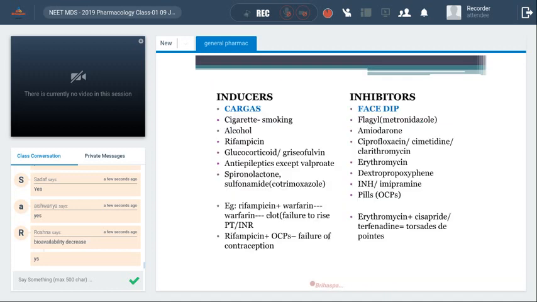Okay, next is elimination. But till biotransformation, have you understood? Please answer me. Have you understood till biotransformation?